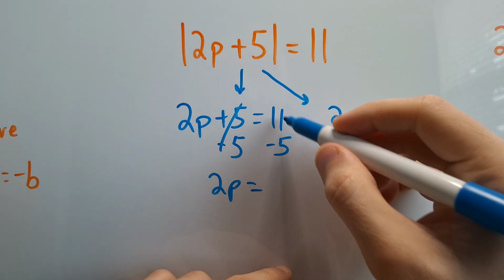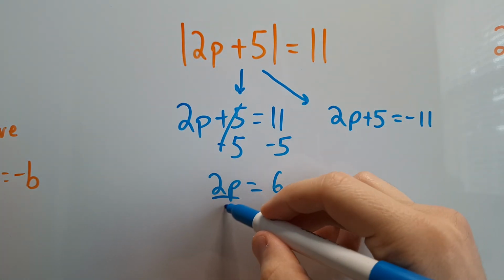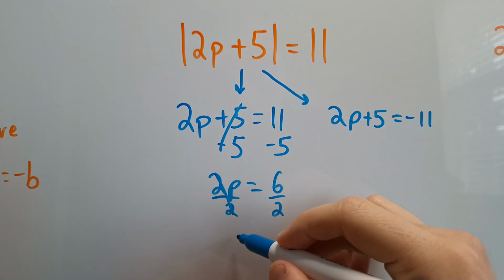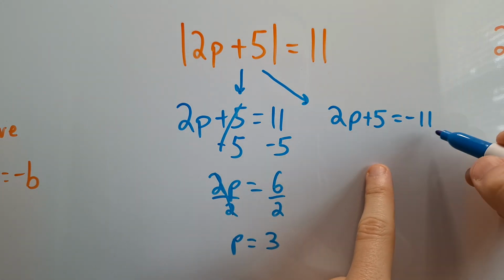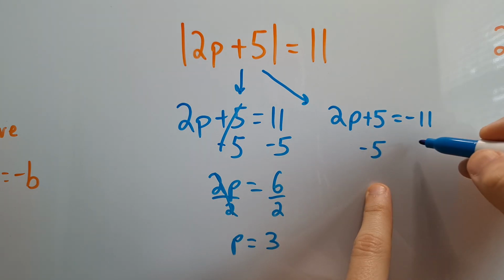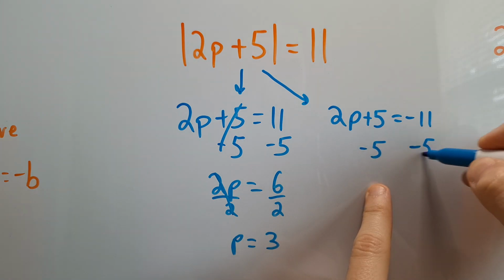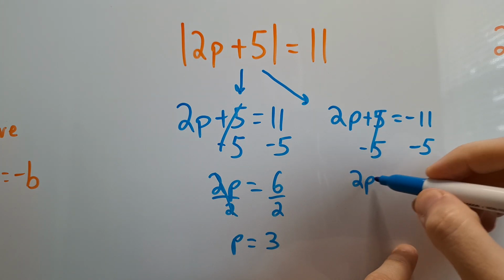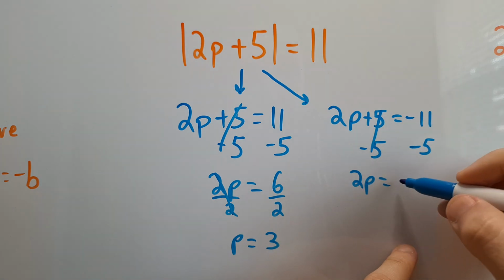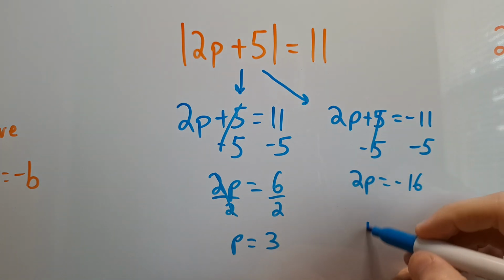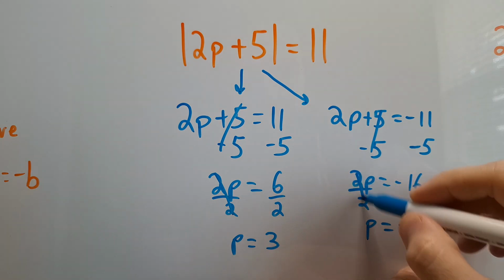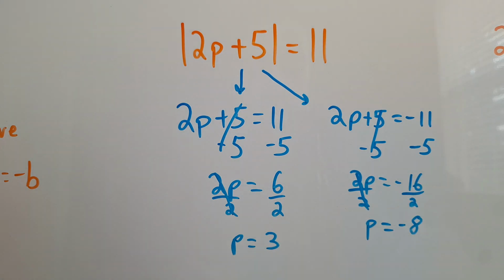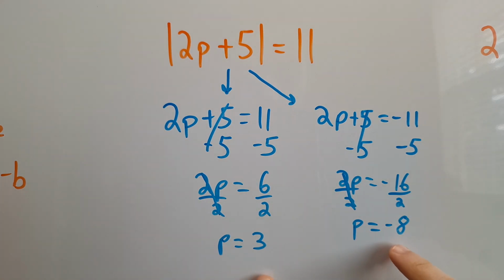And then we would solve this regularly like we would solve linear equations. I have 2p equal to 6. Dividing this out gives me positive 3. And then over here, same steps. Negative 11 minus 5 is negative 16. P for my final answer is going to be negative 8 once I divide by 2. And we have two distinct solutions. We have two different solutions, and that is okay.